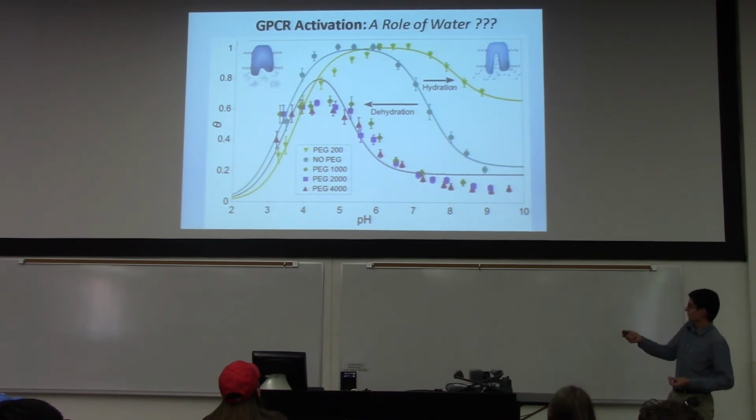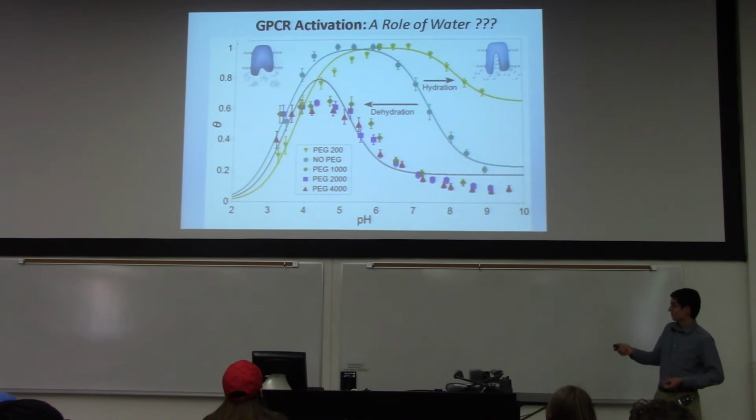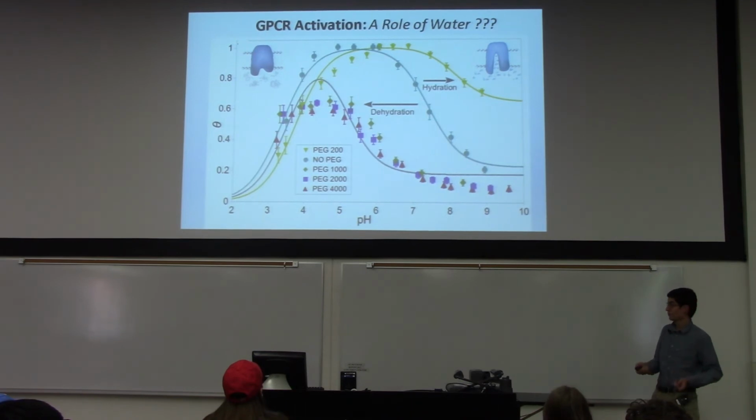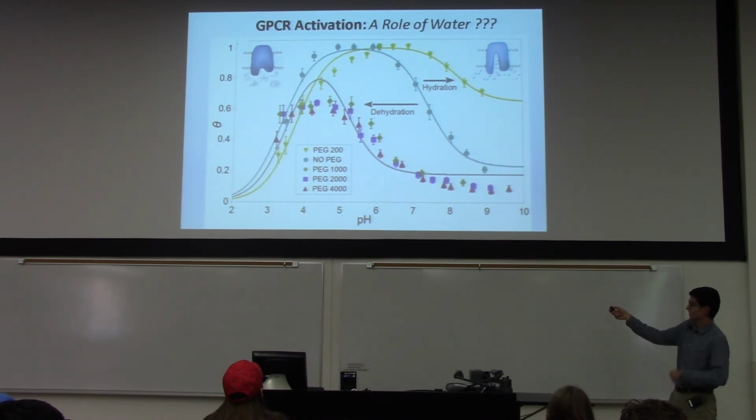So here on this graph, the y-axis gives the fraction of active state rhodopsin, and the x-axis gives the pH. So it's active rhodopsin as a function of pH. What we did was we measured how this pH titration curve shifts in the presence of these different osmolytes. And what we saw was that by dehydrating the rhodopsin with large osmolytes, you systematically get lower fractions of active rhodopsin. If you look right here at physiological pH, dehydrating the rhodopsin with large osmolytes drastically reduces how much is activated.